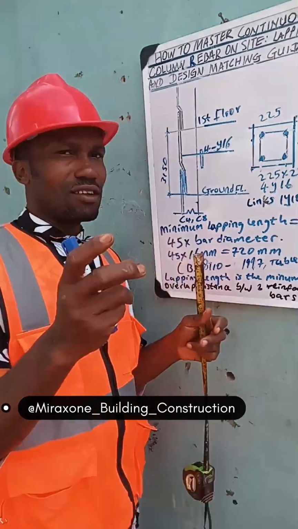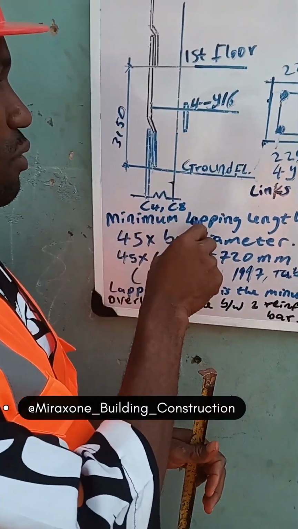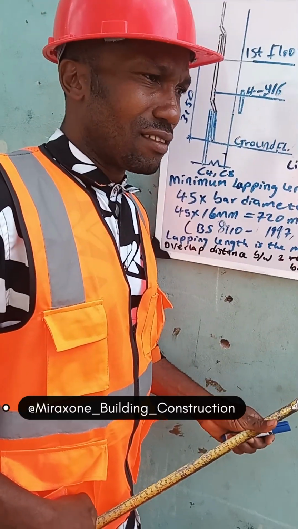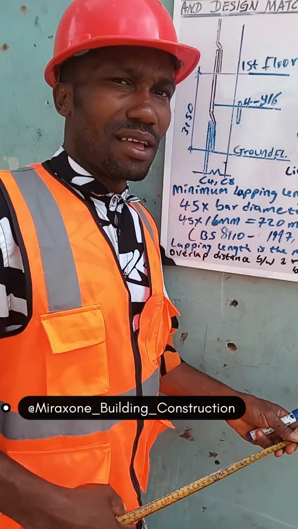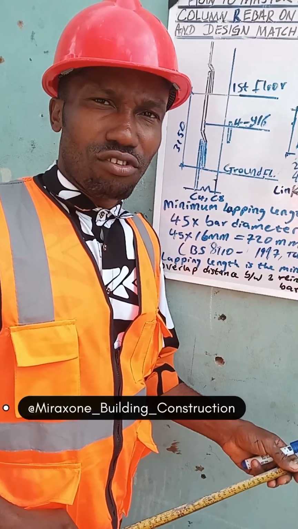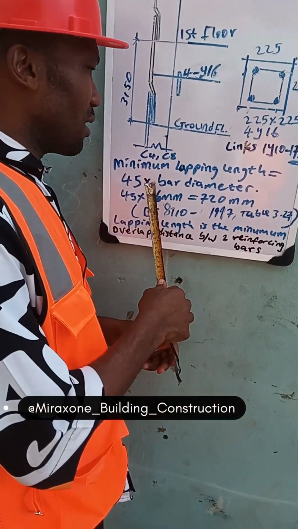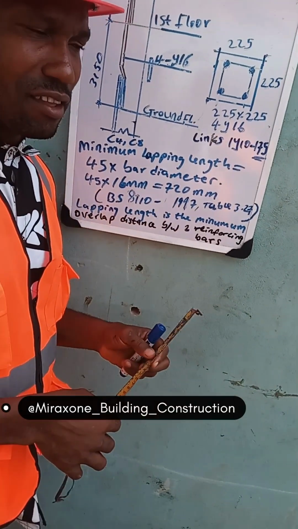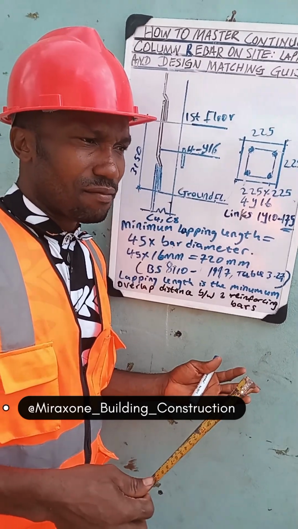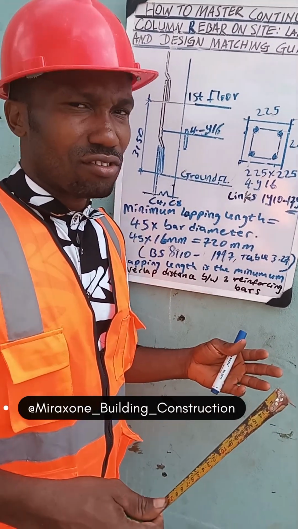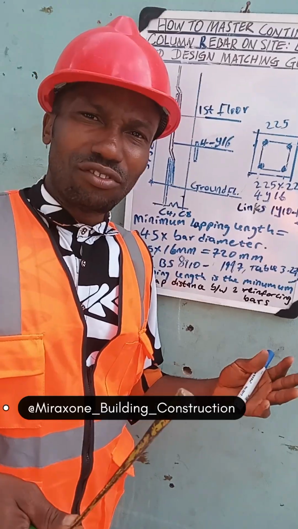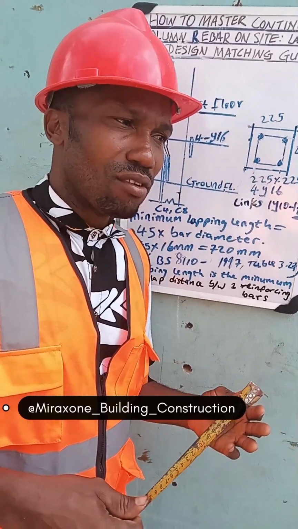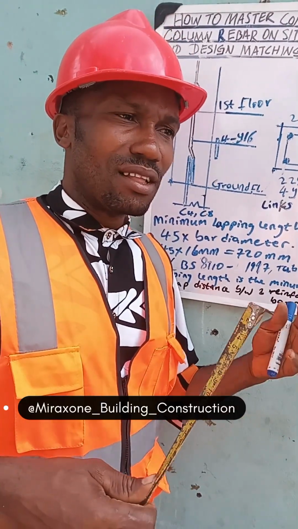All right, let's get to another thing, the minimum lapping length. What's the minimum lapping length? After the starter bar, there should be a lapping for the continuous column. So what is the minimum lapping length? For me, I'm using 45 times the bar diameter. The bar diameter here is 16. I came across some other people who use 15 times the bar diameter, that it should not be less than that, or 300 millimeter.